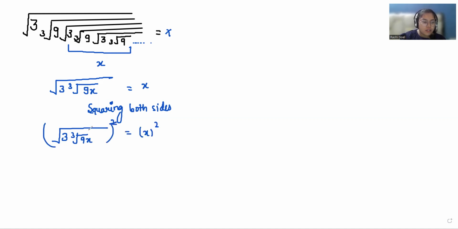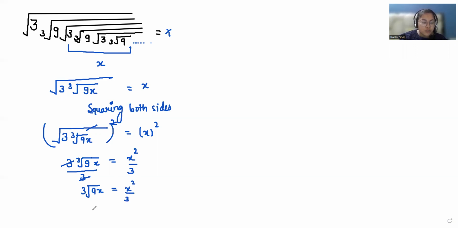With the help of this square, the square root eliminates. So 3 cube root of 9x is equal to x square. So to remove this 3, I am going to divide by 3 on both sides. So cube root of 9x is equal to x square by 3.